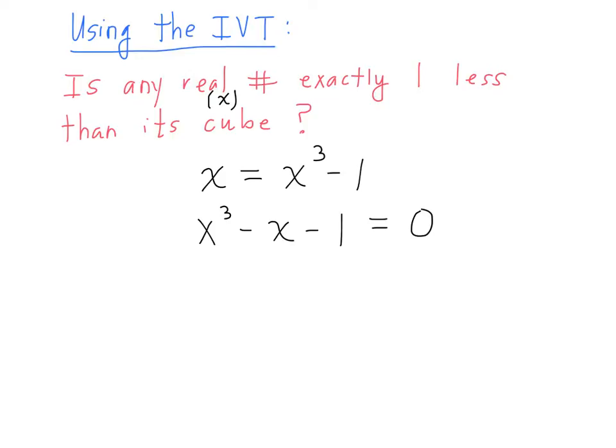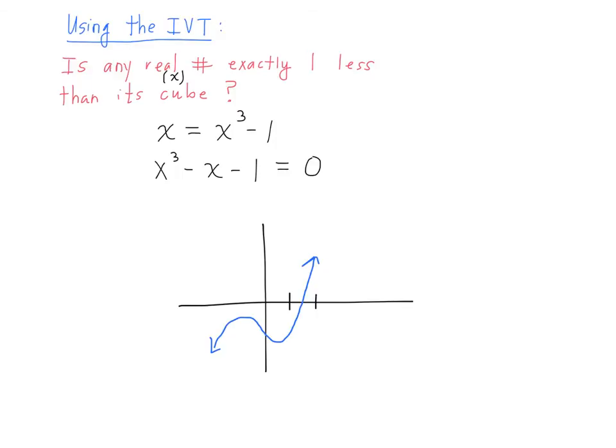Well, let's throw this into our calculator and see what it looks like. Here's what the sketch of this equation would look like. I graphed x cubed minus x minus 1. Is it ever going to equal 0? Well, we can see right here that it is going to equal 0. So how do we really know that?